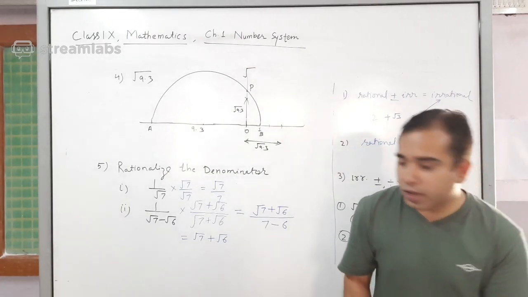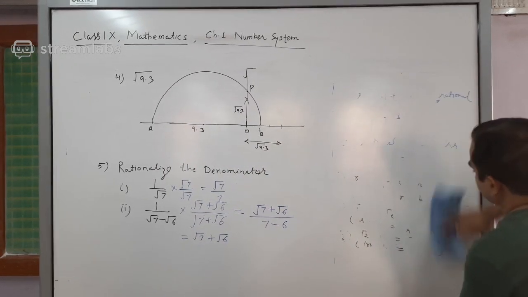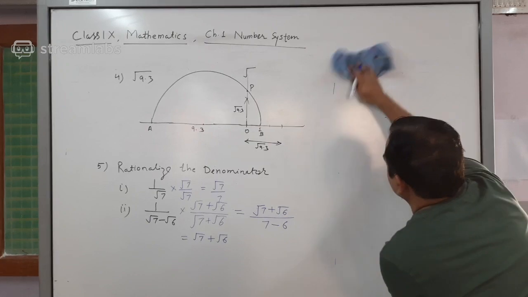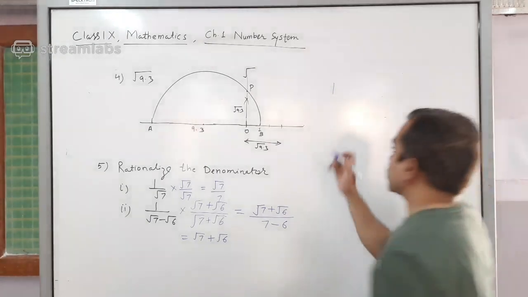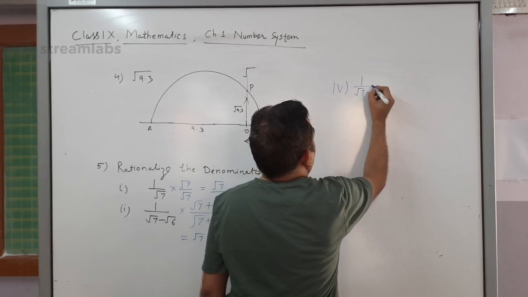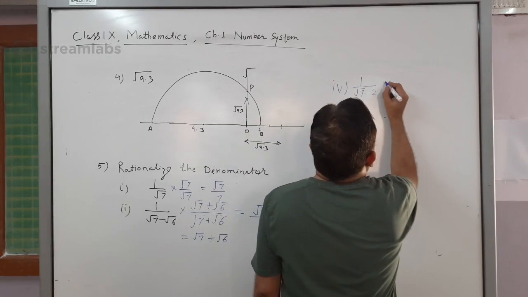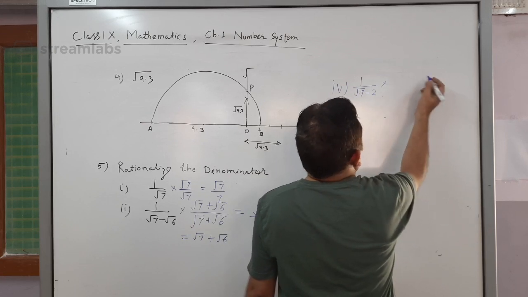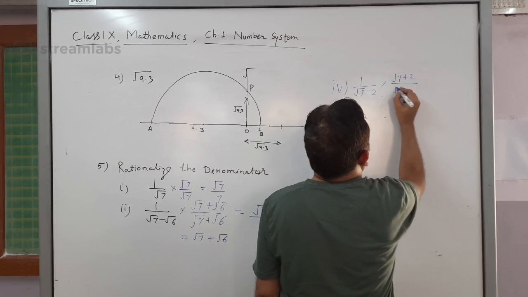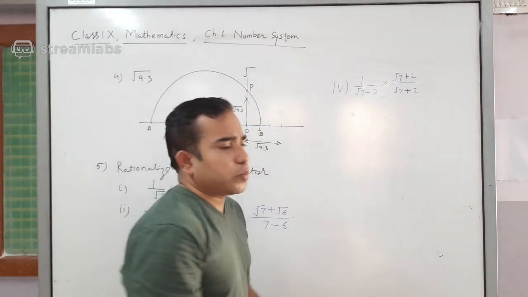One more can be taken, the fourth part, 1 upon root 7 minus 2. You can multiply up and down by root 7 plus 2, or by minus root 7 minus 2. I just want to keep things positive, so I am going to take root 7 plus 2 and multiply in numerator as well as in denominator. Finally it is going to be the same thing.